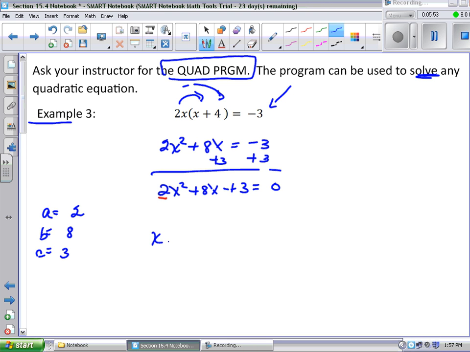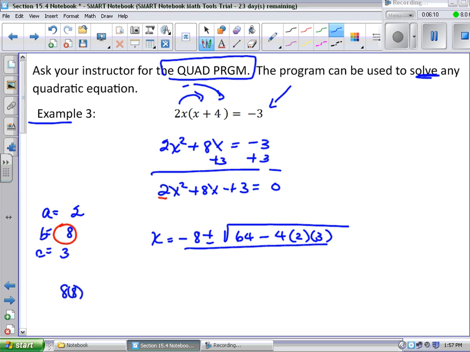So I'll have x is equal to the opposite of b, which would make it negative 8, plus or minus the square root of b squared, which would be, let's see, 8 times 8, which would be 64, minus 4 times a, which is 2, times c, which is 3, all over 2 times 2, or x is equal to negative 8, plus or minus the square root of 64 minus, see, 4 times 2 is 8, times 3 is 24 over 4.